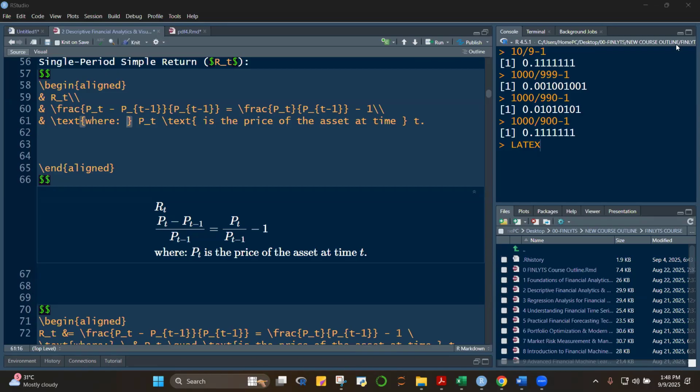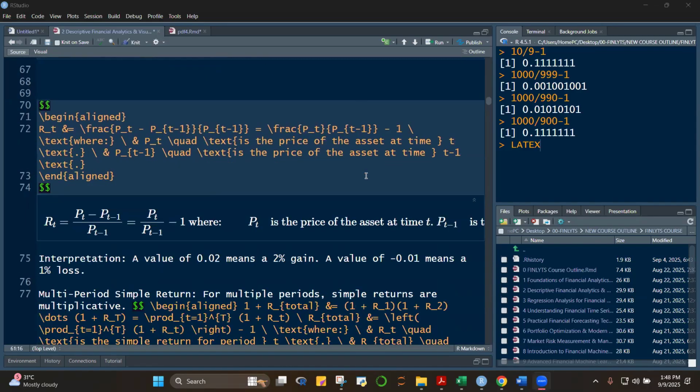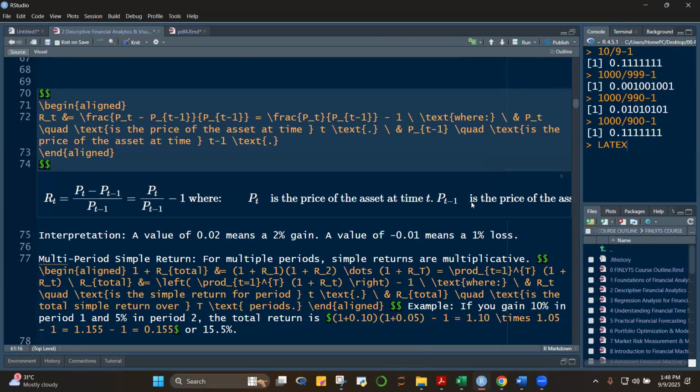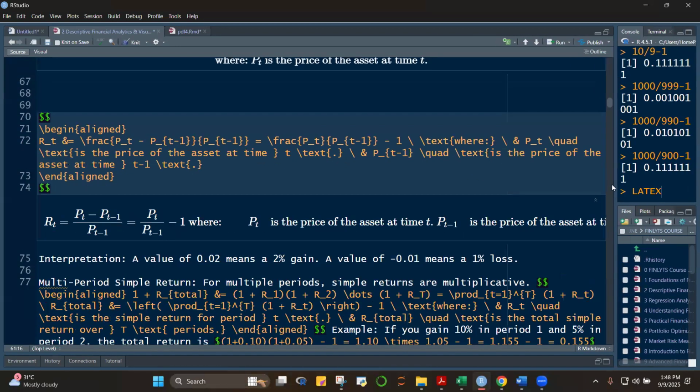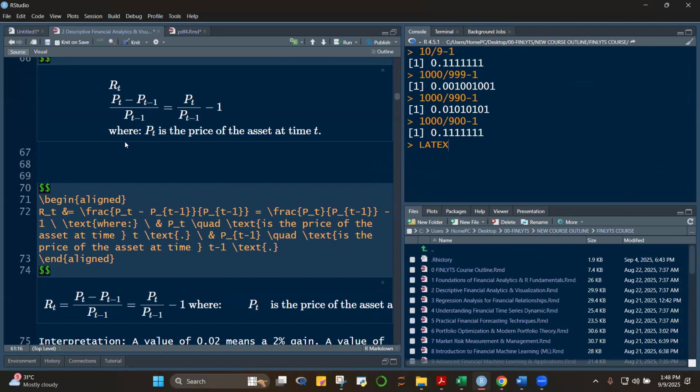Good. All right, so let's continue. So what's the next one? P sub T minus 1 is the price of the asset at time T minus 1. That's another sentence. P sub T minus 1 is the price of the asset at T minus 1. So how do you do that?